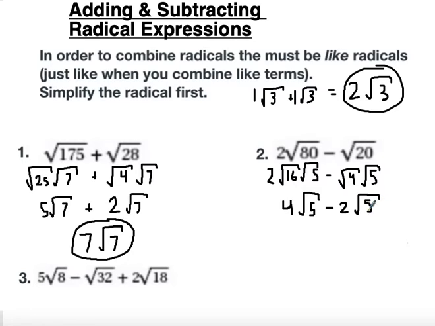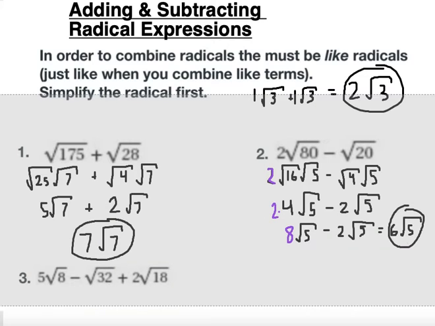I almost forgot something, though, right? I almost forgot this little purple 2. Now, it's not 24 square root of 5. It's like 2 times 4 square root of 5. This is 8 square root of 5, then, minus 2 square root of 5s. 8 minus 2 is equal to 6 of them. So there's 6 square root of 5s. That's how these work. Now, even something as long-winded as this is still the exact same process.